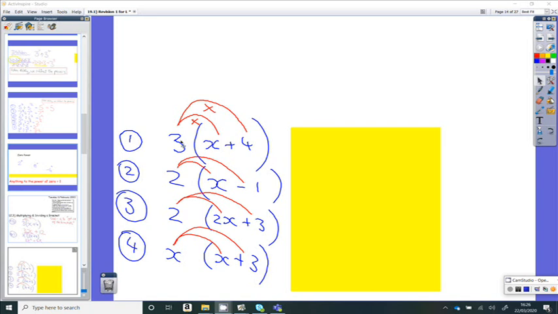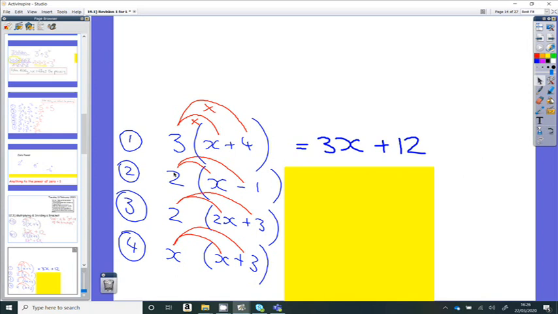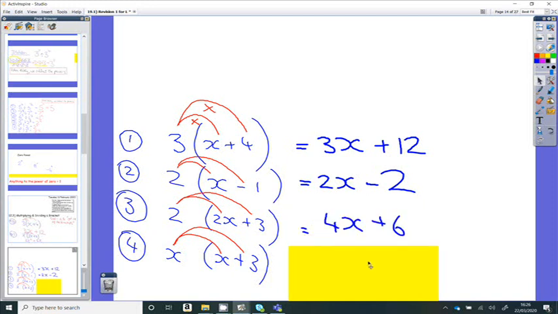Okay, so the first one, 3 times x is 3x, 3 times plus 4 is plus 12. 2 times x is 2x, 2 times minus 1 is minus 2. 2 lots of 2x is 4x, 2 multiplied by plus 3 is plus 6, and then x times x is x squared, x times plus 3 is plus 3x.